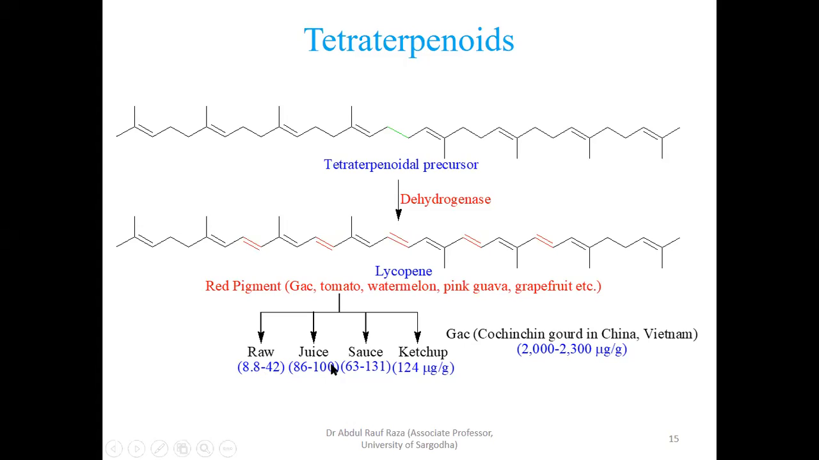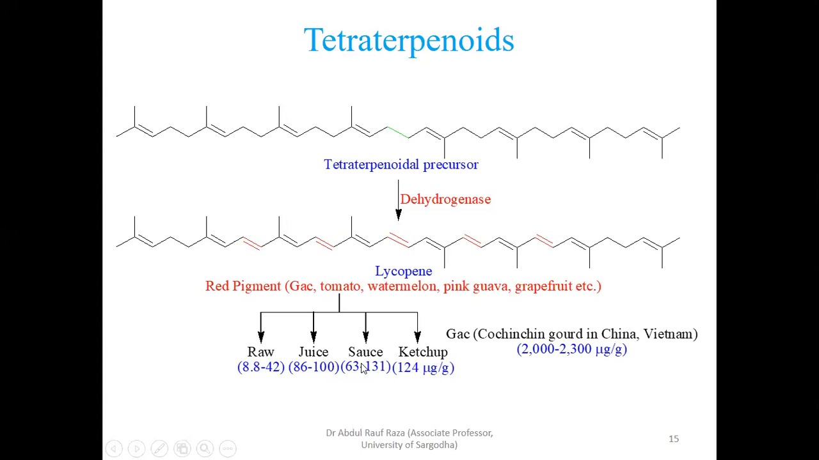If you put tomato in the juicer, you shall have tomato juice. If you take 1 gram of juice, approximately 1 ml, that shall contain 86 to 100 microgram. If you take 1 ml of that, it is a very high concentration.